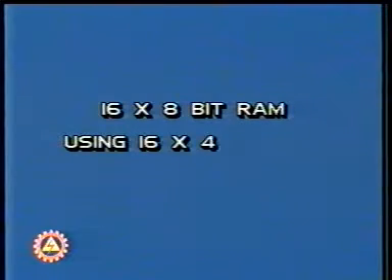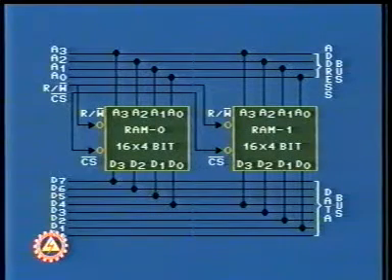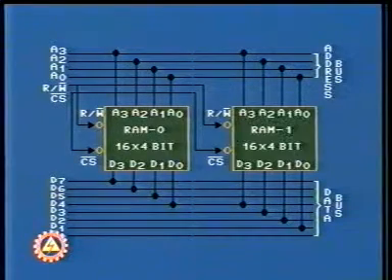Suppose we need to realize a 16 x 8 bit memory block using 16 x 4 bit RAM chips. Two 16 x 4 bit RAM chips may be combined to form a 16 x 8 bit memory. Here, both the chips are selected simultaneously by making chip selects active.